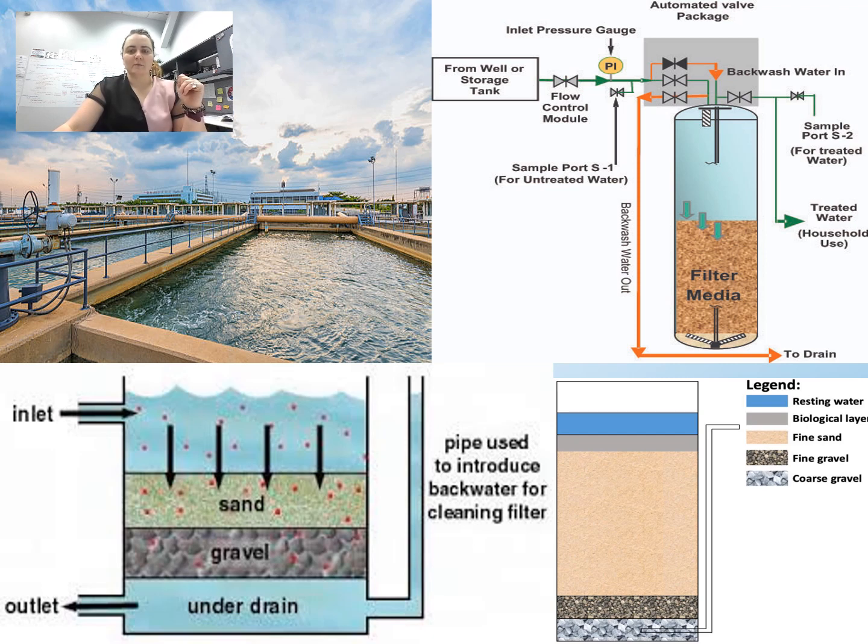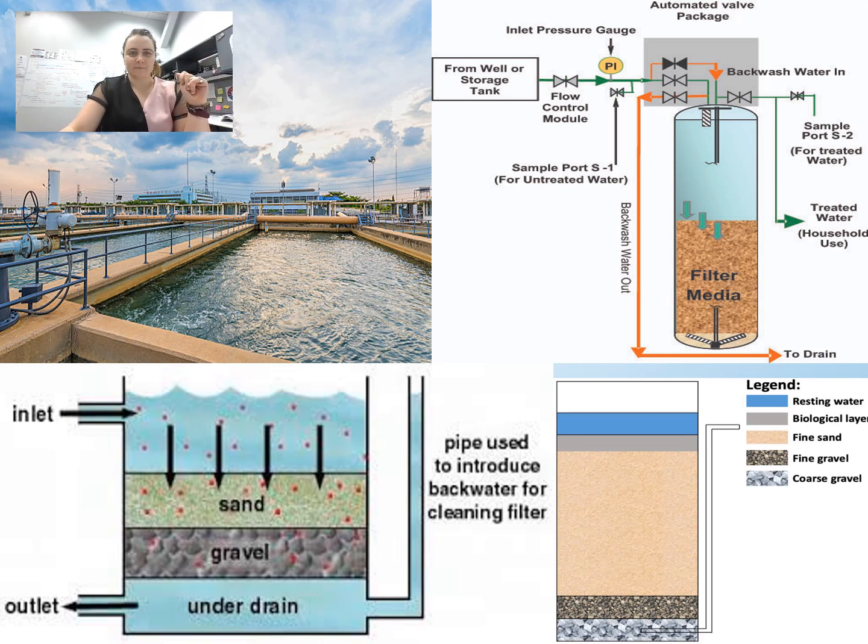You can see that there are multiple layers here, and that the depth of those layers matters. You have much more sand than you do fine gravel and coarse gravel. You'll also notice that there is a gray layer called a biological layer. In some filters, we specifically want a biological layer to grow, and that's going to help us remove specific things. So we actually want to generate a biofilm on the top, and it's going to help to remove particles. The technical name for that is a Schmutzdecke.